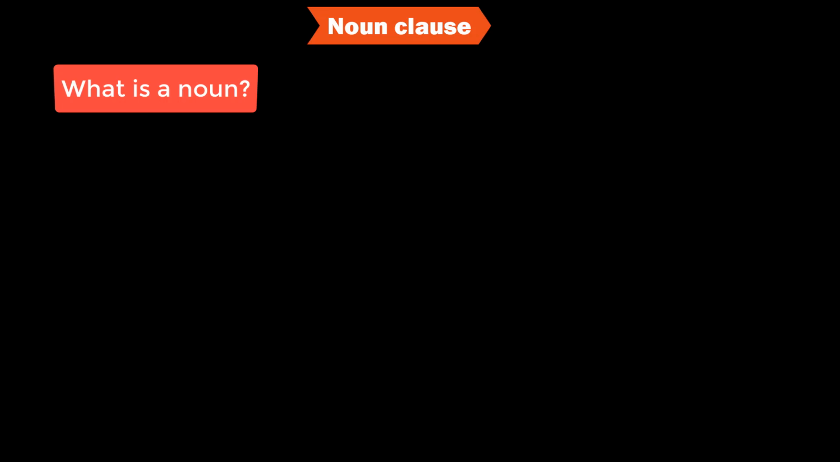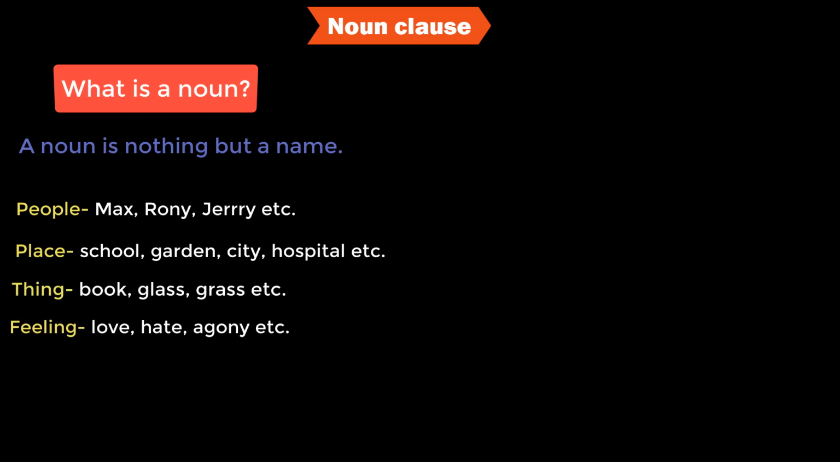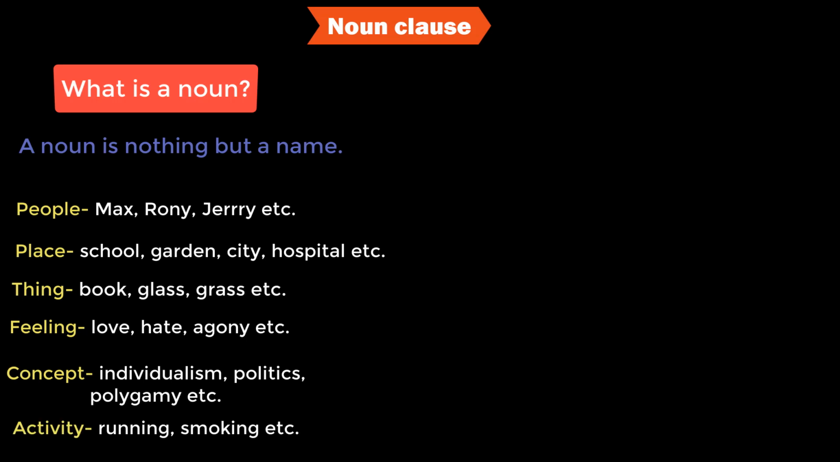Before we understand what is a noun clause, it is important that we understand what is a noun and what is a clause. A noun is nothing but a name. Name of anything and everything. Name of a person, name of a place, name of a thing, name of a feeling, name of an idea, name of a concept, name of an activity, name of anything or everything.